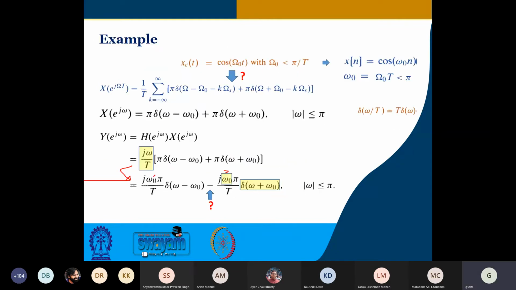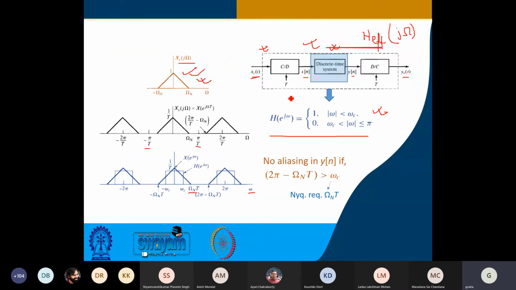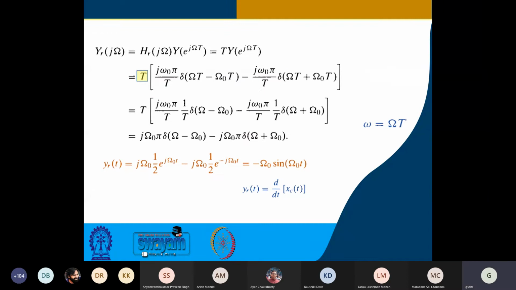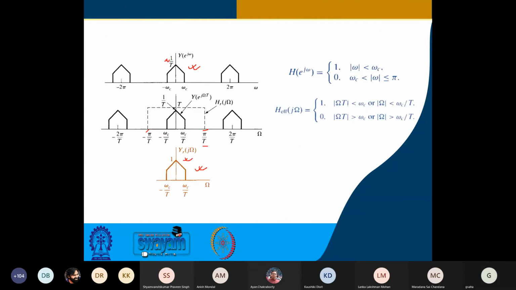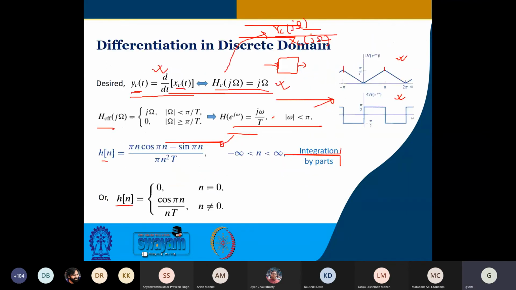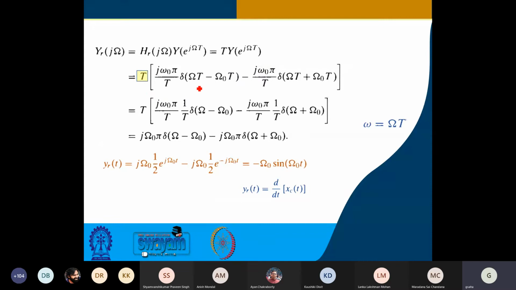So that is Y(e to the power j omega) that you have got, this is what you have got over here. Next comes the reconstruction filter. The reconstruction filter is what you have seen before. It is just multiplied by T within pi by T. And conversion to omega naught.